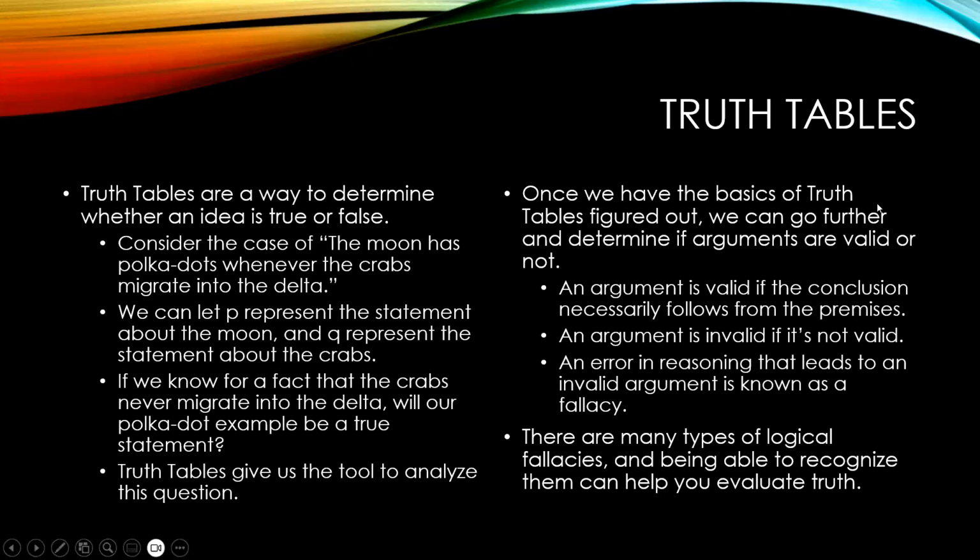Once we have the basics of truth tables figured out, we can go further and determine if arguments are valid or not. And so an argument is valid if the conclusion necessarily follows from the premises. An argument is invalid if it is not valid. Hopefully that one makes sense. An error in reasoning that leads to an invalid argument is known as a fallacy. And there are many, many types of fallacies out there.